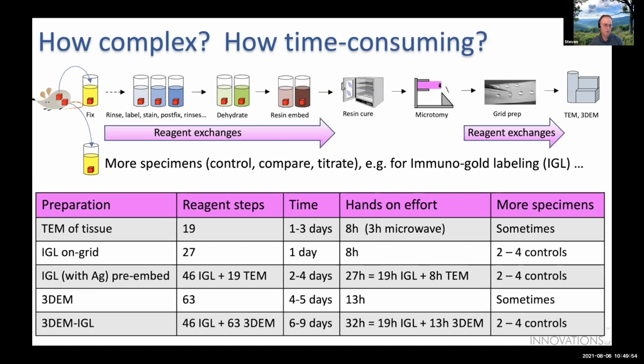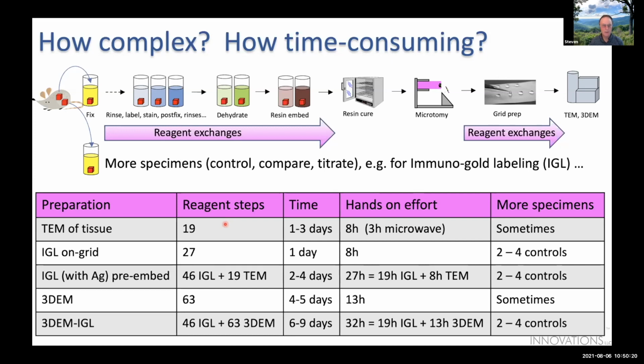Every lab is different. But for a typical TEM of a tissue, we're talking about 19 reagent steps from fixatives through all of the rinses and all the other reagents. In most labs, this is something like a 1 to 3 day process. The hands-on effort that we're spending at the fume hood is about 8 hours, or about 3 hours of very busy exchanges if we're doing microwave processing.